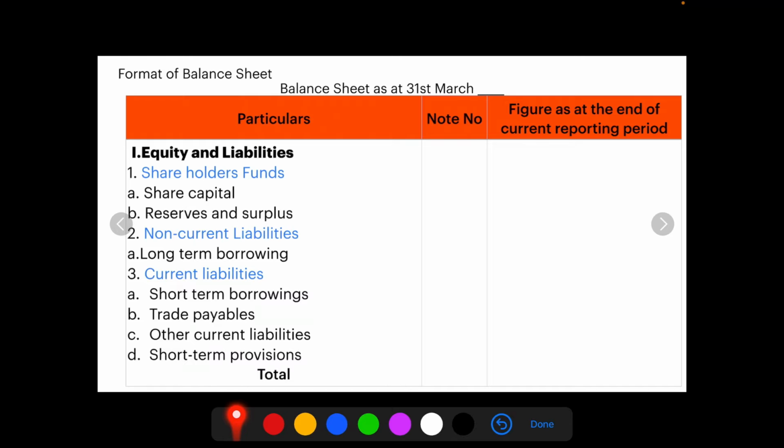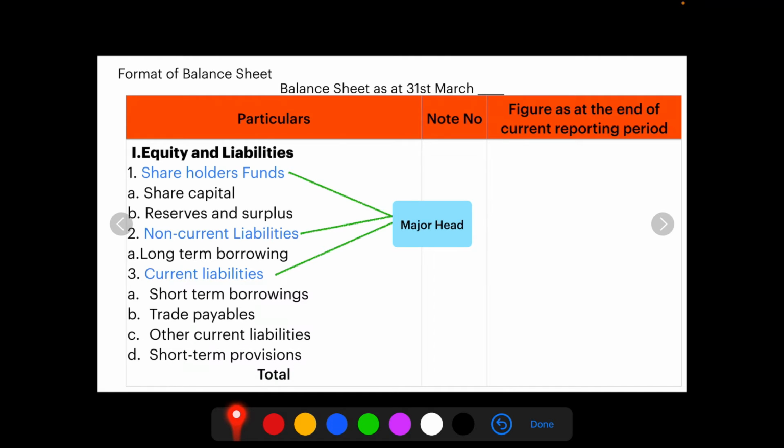Well, students, in this format, there is much more for us to learn. If you see under equity and liabilities, the first one, shareholders funds, we have two more subheadings named as A, share capital, B, reserves and surplus. Under the heading non-current liabilities, we have a subheading, long-term borrowings. Under the heading current liabilities, we have four more subheadings categorized as short-term borrowings, trade payables. We already know what we mean by bills payable. In the balance sheet that we are preparing, we do not use the word bills payable. Instead, they are called trade payables, followed by other current liabilities, short-term provisions, and then we do the total.